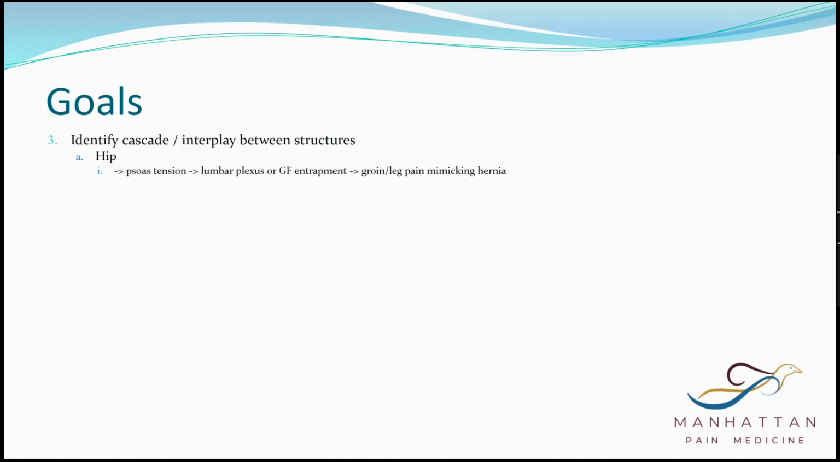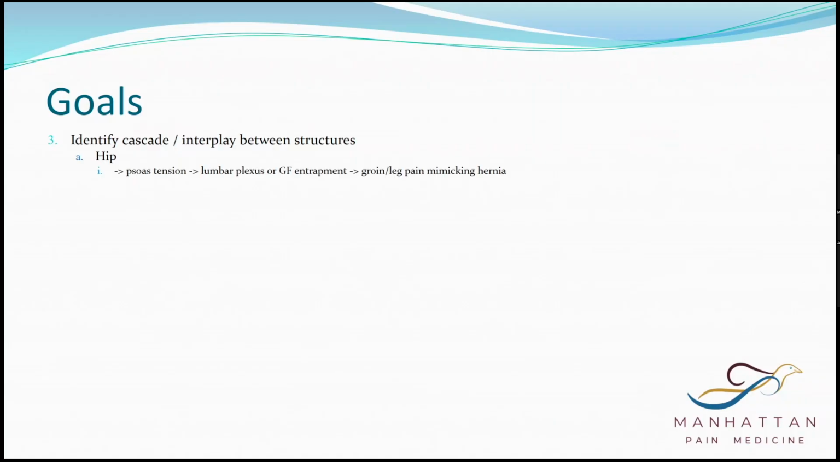So if the hip is a primary issue, there's often tension on the psoas. Tension on the psoas can put tension on the lumbar plexus or the genitofemoral nerve, which can then cause leg pain or mimic a hernia. I just had a patient today who has hip impingement, who has testicular pain, had hernias repaired, didn't fix the testicular pain. We do an inguinal canal block, numbs the testicle, but doesn't take away the testicular pain.